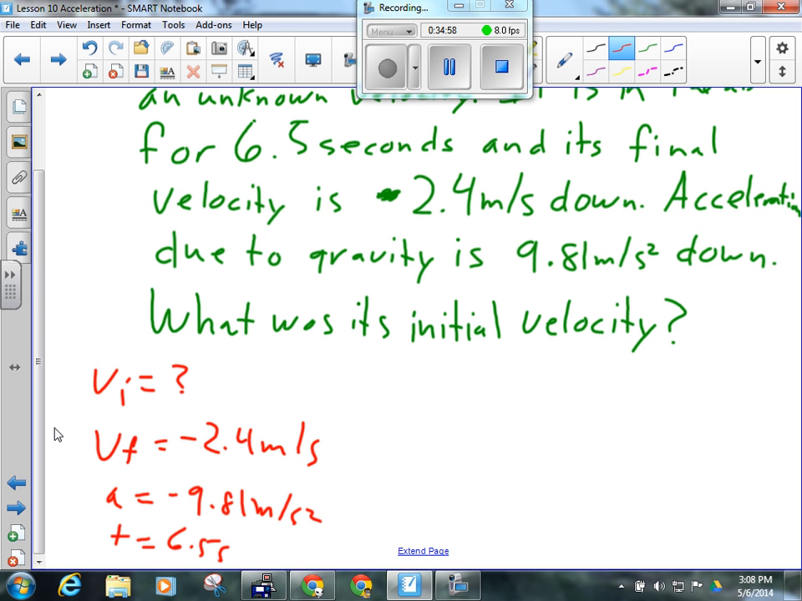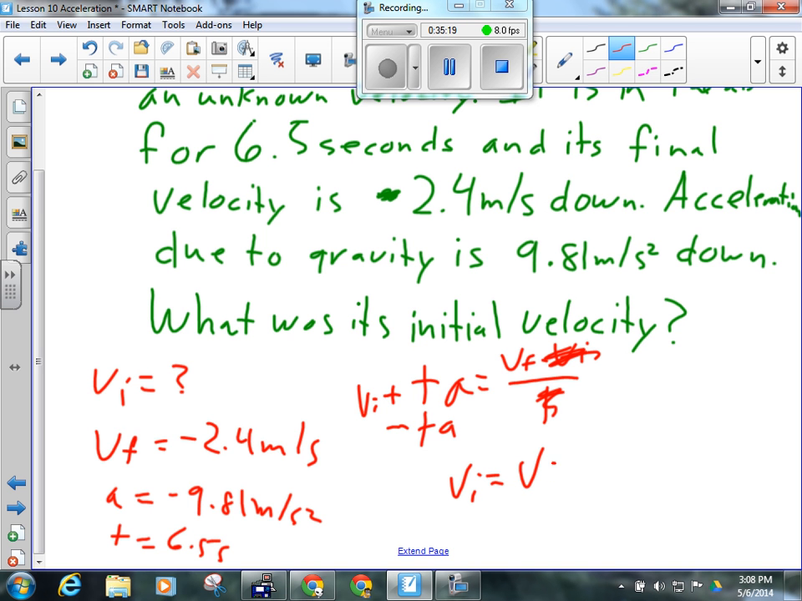Same as before. A equals (VF minus VI) over T. If I'm manipulating, I multiply both sides by t. Then I add VI to both sides, and then I subtract t times a, so that I get VI equals VF minus t times a.